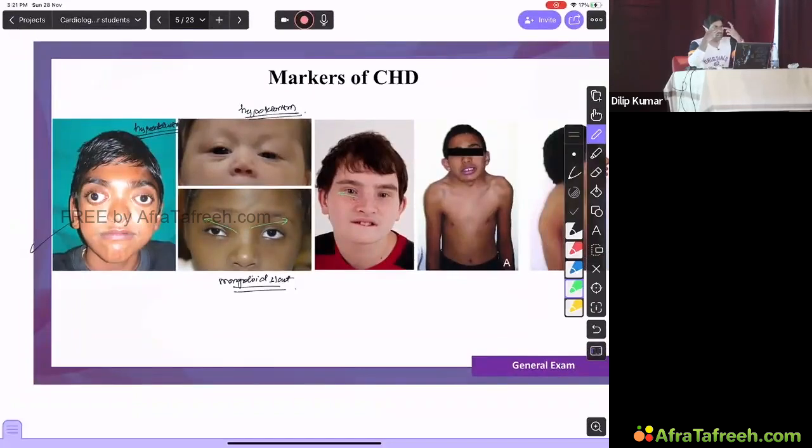Hypertelorism means both side inner canthi will be what? Separated out and the entire orbit itself will be moving out. So that is hypertelorism. Here only the inner canthi will be a little outside, a little lateral, but the pupillary distance will be relatively normal.